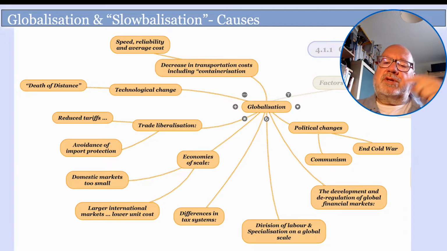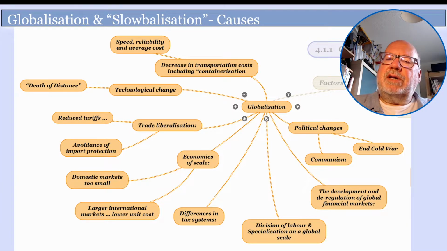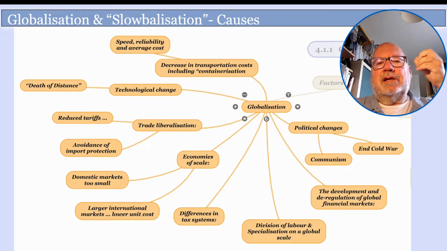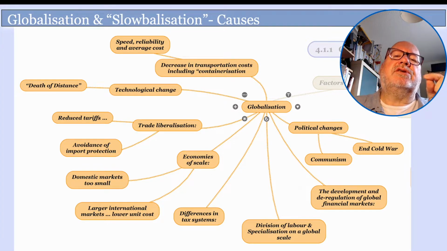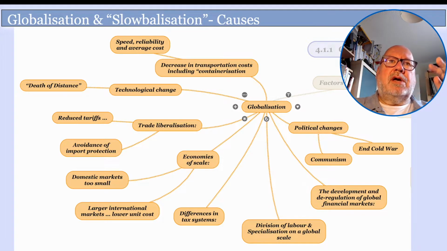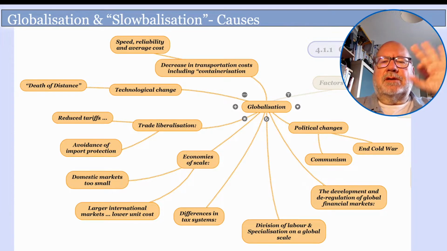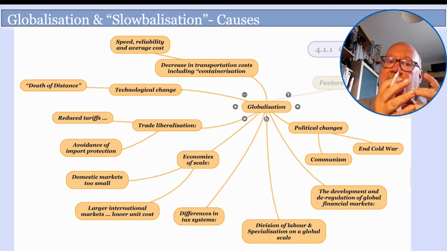So when you run a chain of analysis here, you've really got to make sure that you hit the particular point about globalization. You don't want to leave it with "and that leads to globalization" as a nebulous term. You've got to really hit what globalization means. I'll give you examples as we go through.